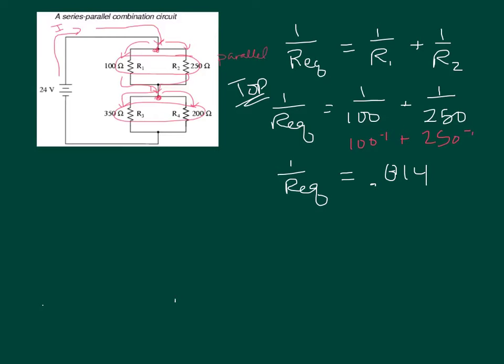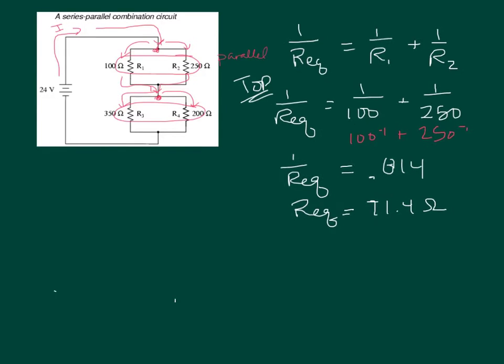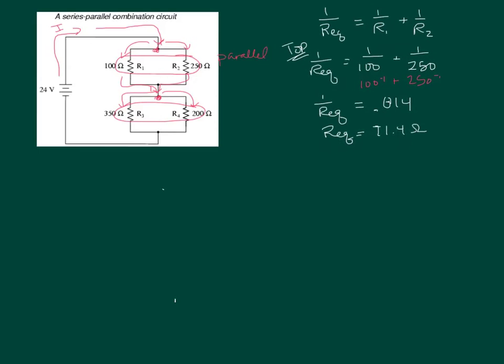So Req, if we take 1 over that, our equivalent resistance is 71.4 ohms. So that's for the top part. We'll remember that, 71.4. And then for the bottom part, why don't you pause the video, see if you can solve it yourself, and see how it works out.